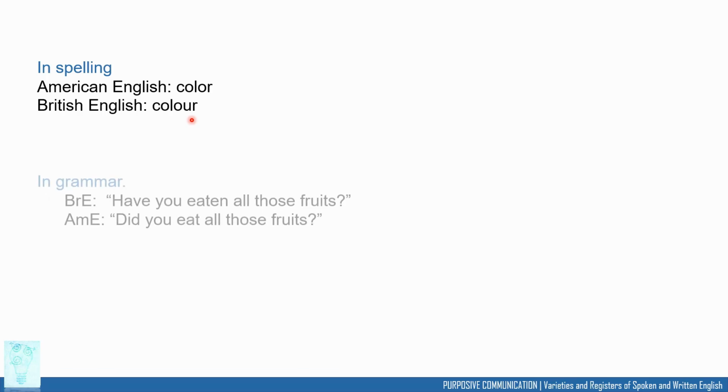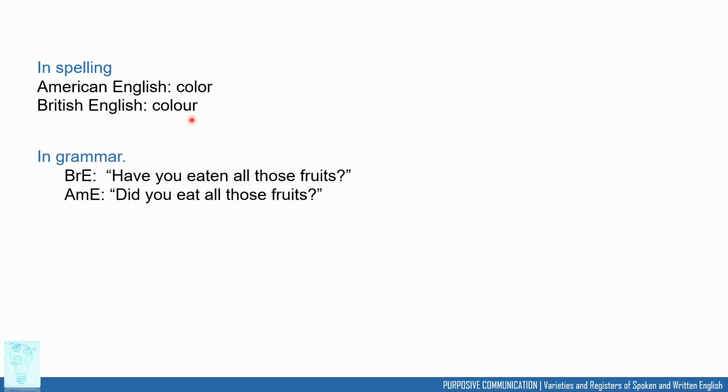Also, there's a difference in grammar. In British English, they would say, "Have you eaten all those fruits?" But in American English, they would ask you the same thing, but with a different use of words, like, "Did you eat all those fruits?" So you can see the difference, right? That is due to the fact that British English at times uses the present perfect tense of the verb, whereas American English would prefer using the past simple tense. "Did you eat?" Okay, "have you eaten" is present perfect tense. So they differ in grammar.